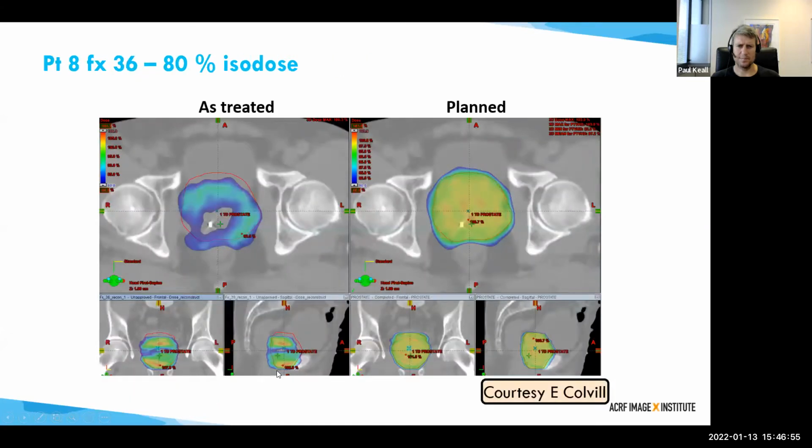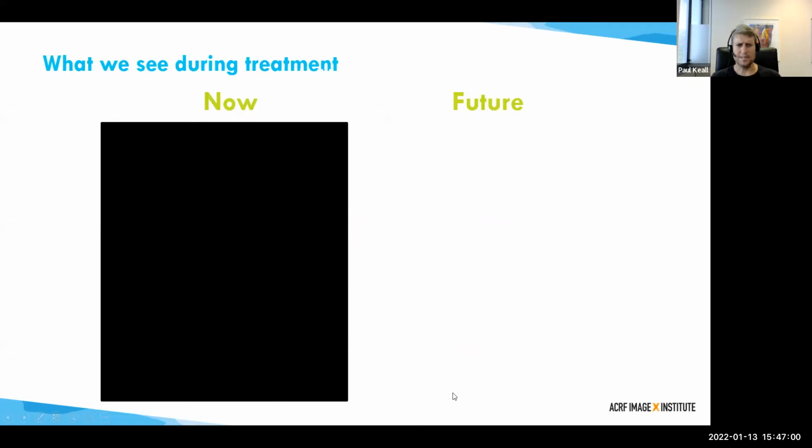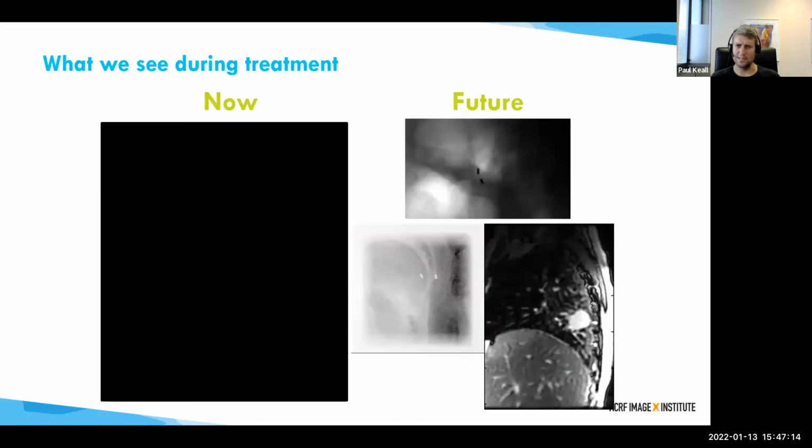And I might be a bit detailed in the interest of time. I think one of the goals of the research program, what we're seeing during treatment now, is typically that we're not imaging while the patient is being treated. What we are hoping to achieve, the movies aren't working, is just being able to visualize the cancer at the time of treatment. And several of you are working on projects in this space.